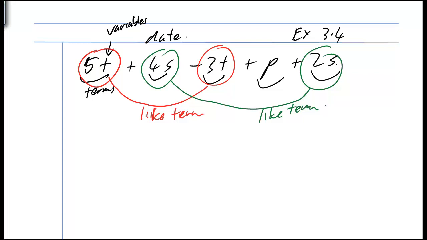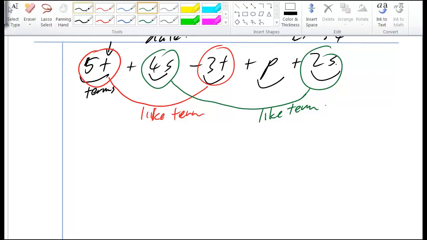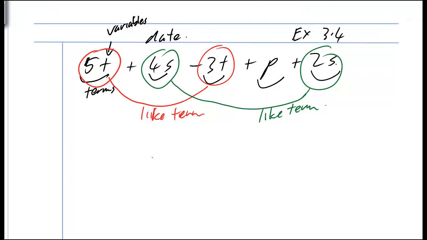5t and 3t are like terms because the red ones here have only got T's in them, and these ones have only got S in them. P hasn't got any other like terms there in the equation. So like terms are simply terms that have got the same variables in it. So say we had 5t and 3t. Yes, they are like terms.